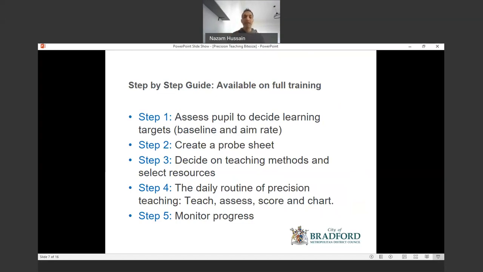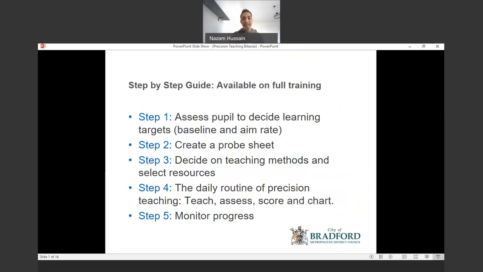frequency words. Step 3 is you decide on the teaching methods and select the resources. Again, precision teaching is not prescriptive about what methods you use. It's essentially more about monitoring and assessing progress along these discrete skills.